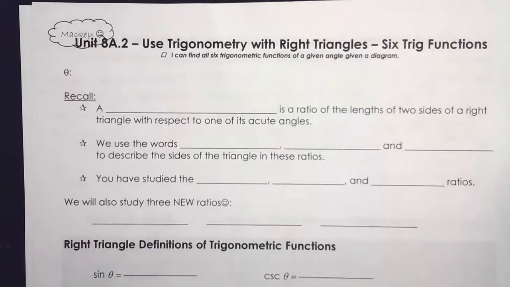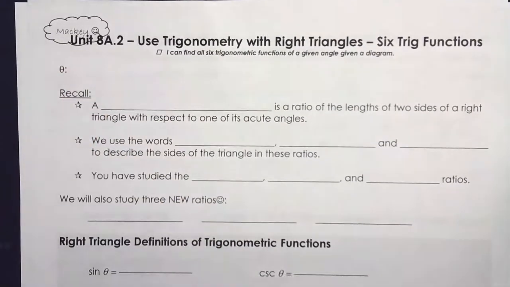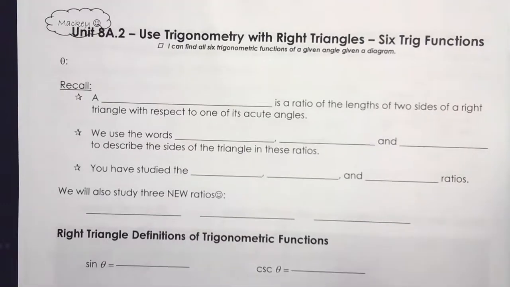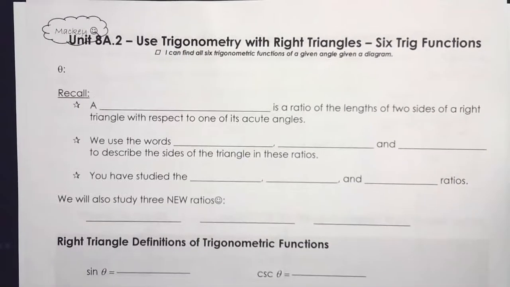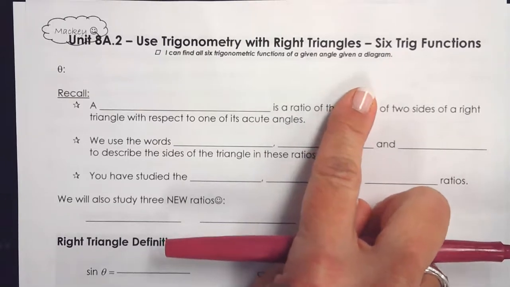All right, so today we're going to be looking at section 8A.2. We're going to be using trig with right triangles, and today we're going to be looking at 6 trigonometric functions. And our learning target is that I can find all 6 trigonometric functions of a given angle, given a diagram or any information about that, all right?